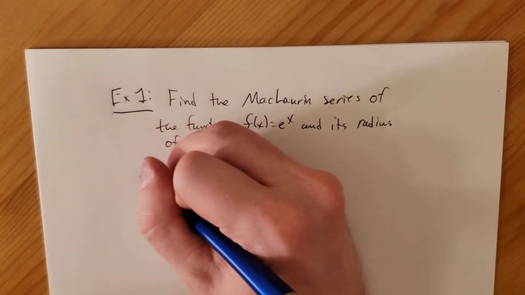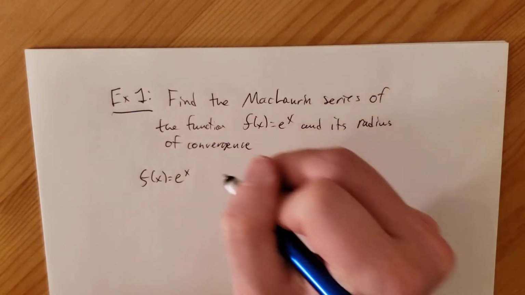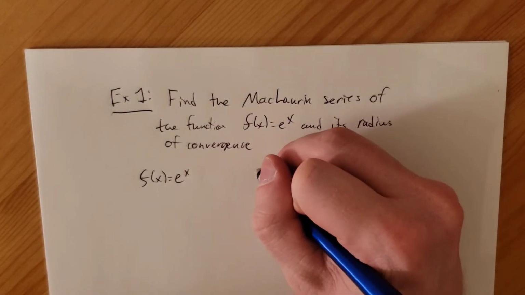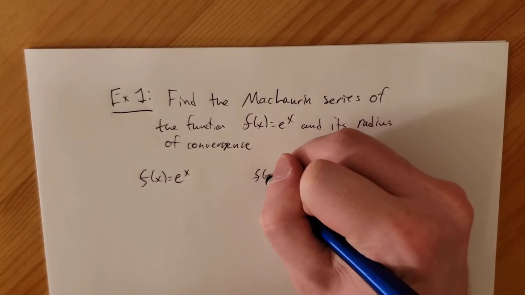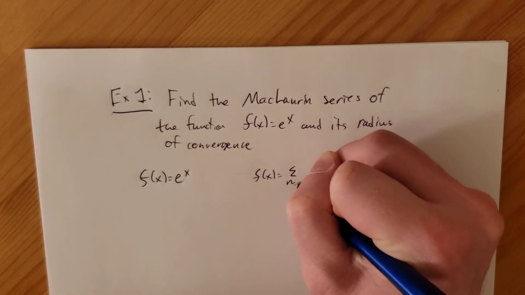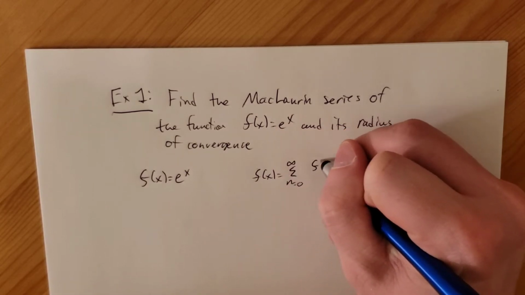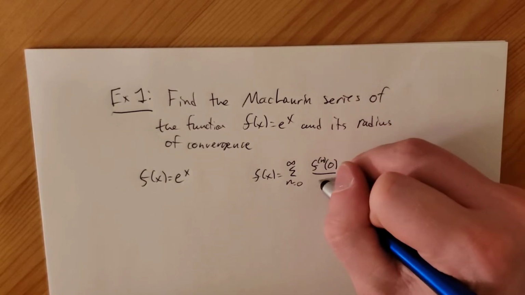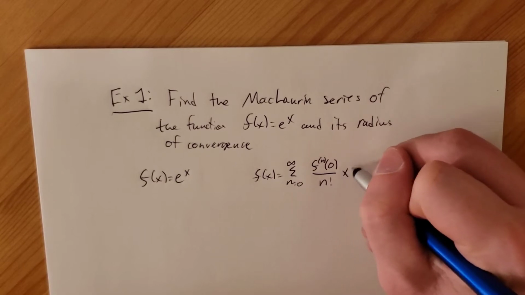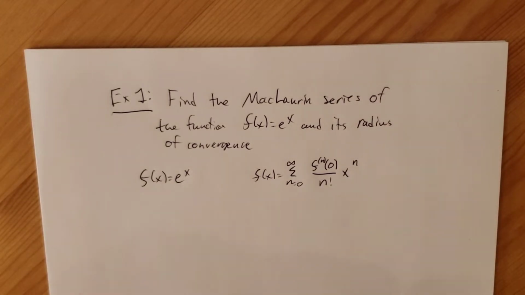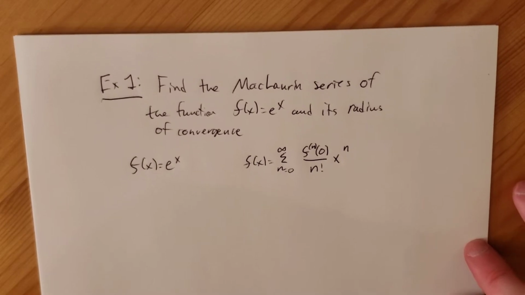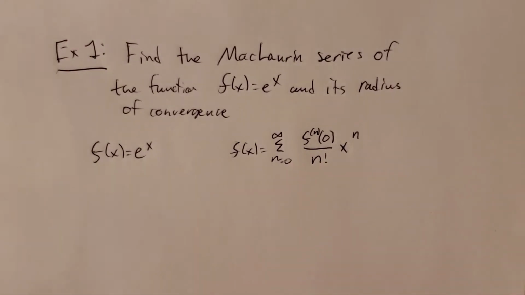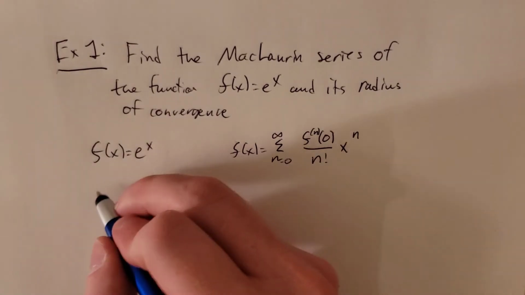So we're going to let our function f of x equal e to the x. And recall that our MacLaurin series is defined as f of x equal to the sum of the series n equals 0 to infinity of the nth derivative of f evaluated at 0 all over n factorial times x to the n. So let's calculate that now for this function. Well, to do that, we need to find the nth derivatives of f.